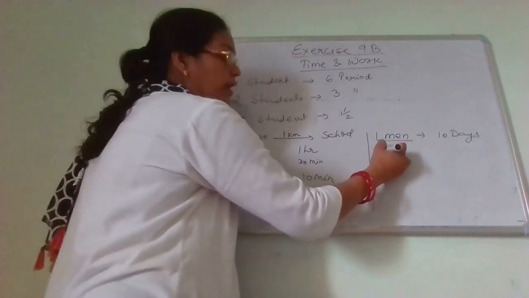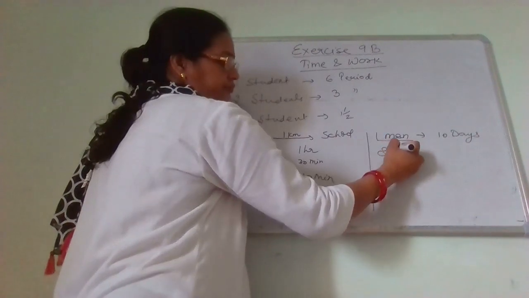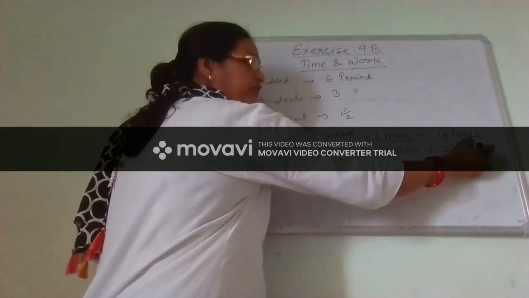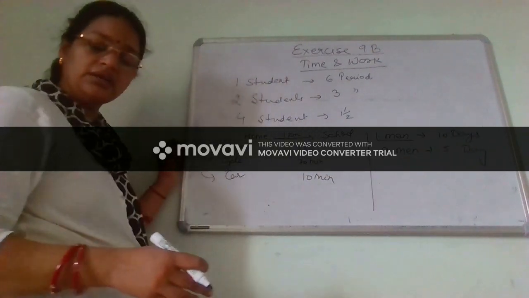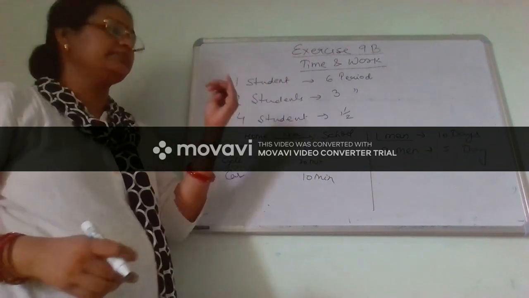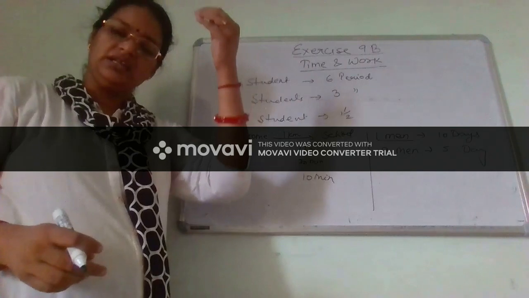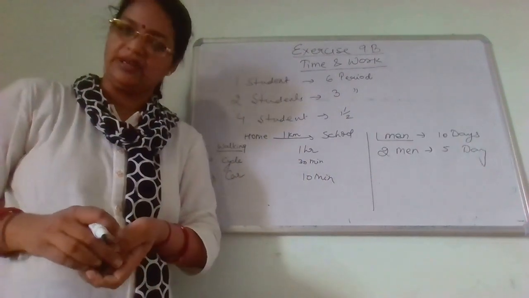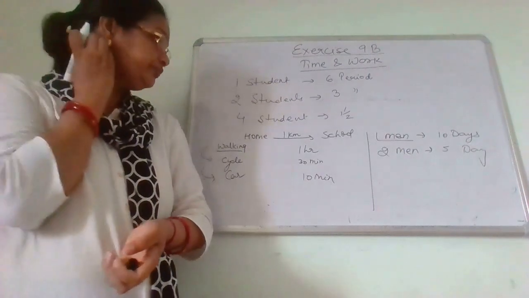But when two men came, it will take, of course, half of the time, because they will distribute the work. So here also, as the number of men is increasing, the number of days will be decreasing. That's why this is known as the time and work problem.